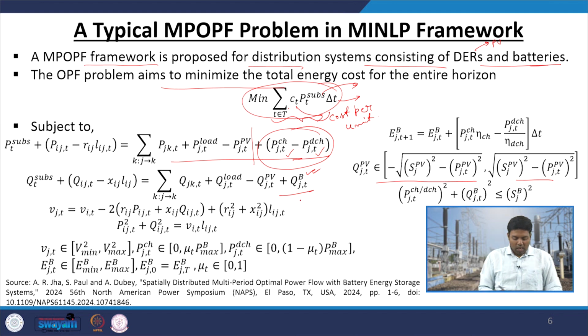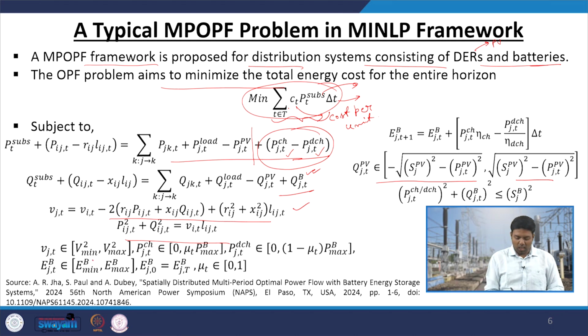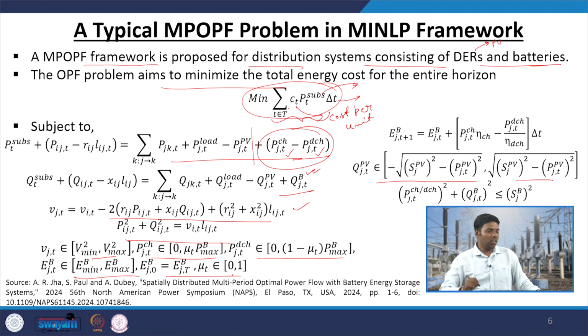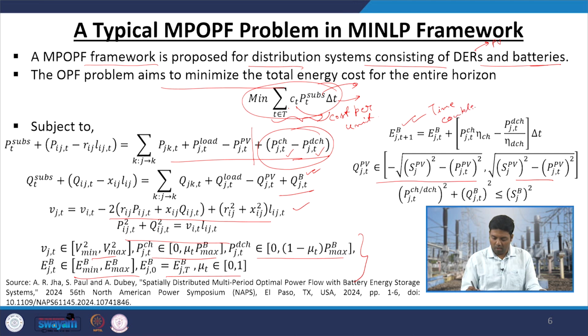Okay? Then you have your voltage constraint and your nonlinear equality constraint. Your voltage limit, battery charging limit, battery discharging limit, energy limit and your binary constraint, that we have already discussed in our modeling portions. And apart from that, you have this time-coupled constraint, right, and your battery inverter reactive power support constraint.